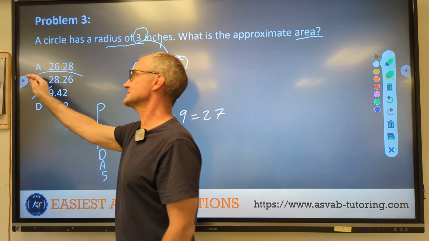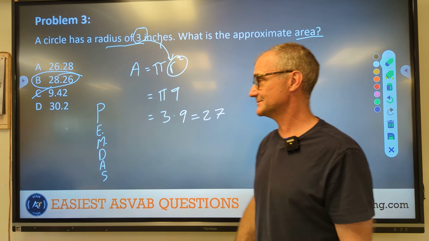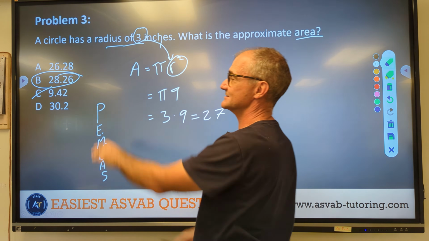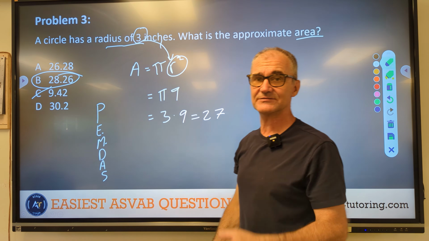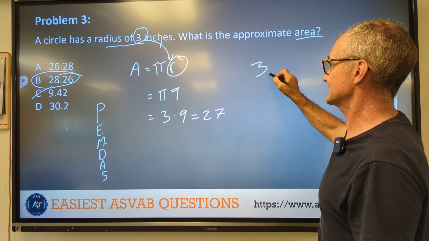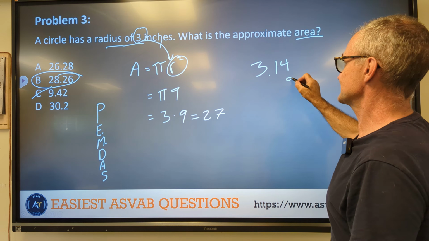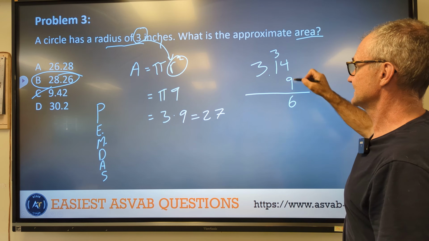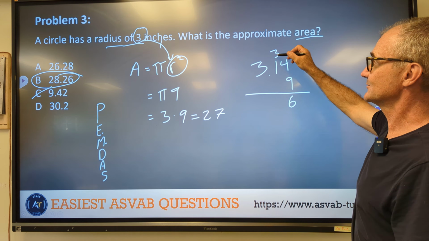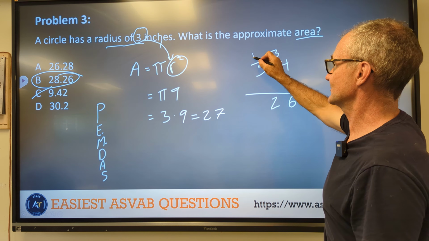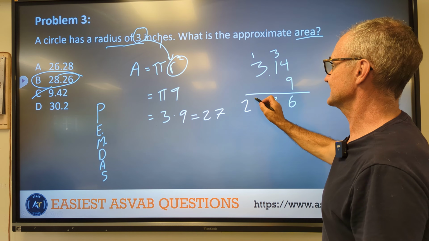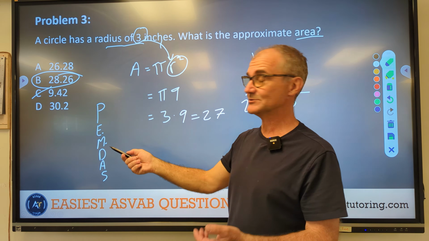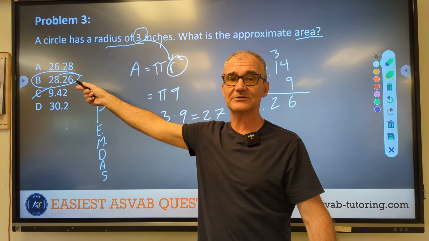The only answer that works is 28.26. If it wasn't multiple choice and you couldn't eliminate the other answers and know that it's a little bit above 27, the way you would multiply it out is you take that 3.14 times that 9. 9 times 4, 36, carry the 3. 9 times 1, 9, plus 3, 12, carry the 1. 27, 28, and it would give me 28.26. But because it's a multiple choice answer, once you get to here, you could go right to the answers and solve it.